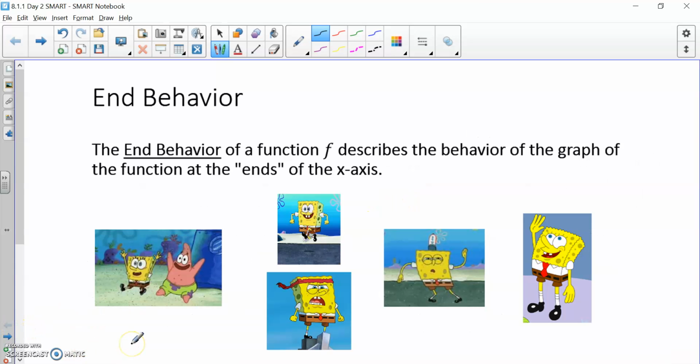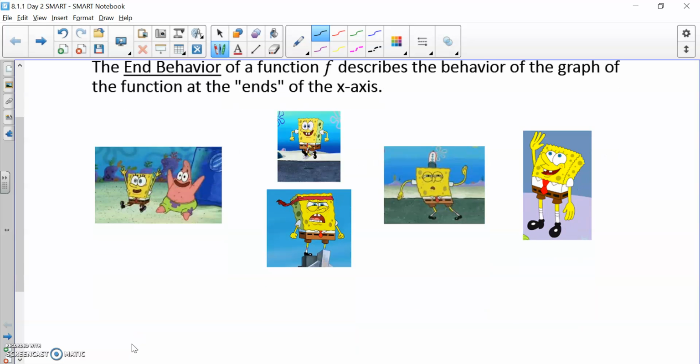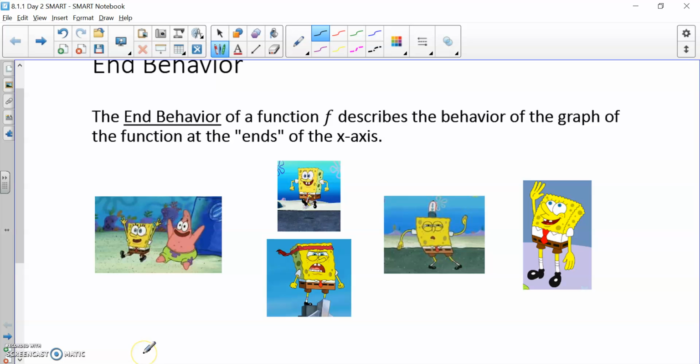So basically the end behavior of a function describes the behavior of the graph at the ends of the x-axis. So basically that's where it starts and where it ends. It's just on the left of the x-axis and the right. So I have a fun SpongeBob themed visual here for you to kind of get this idea across.